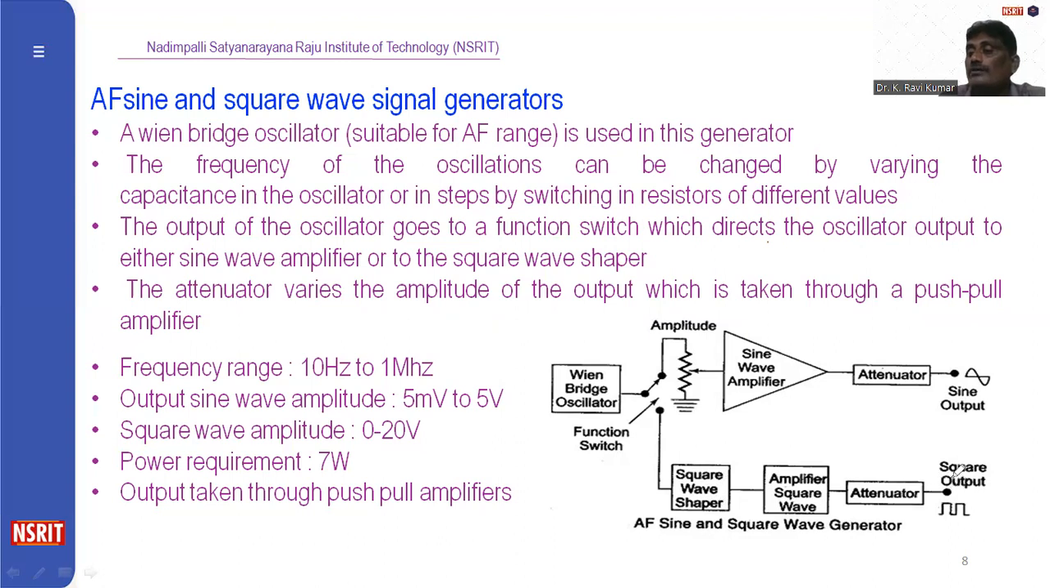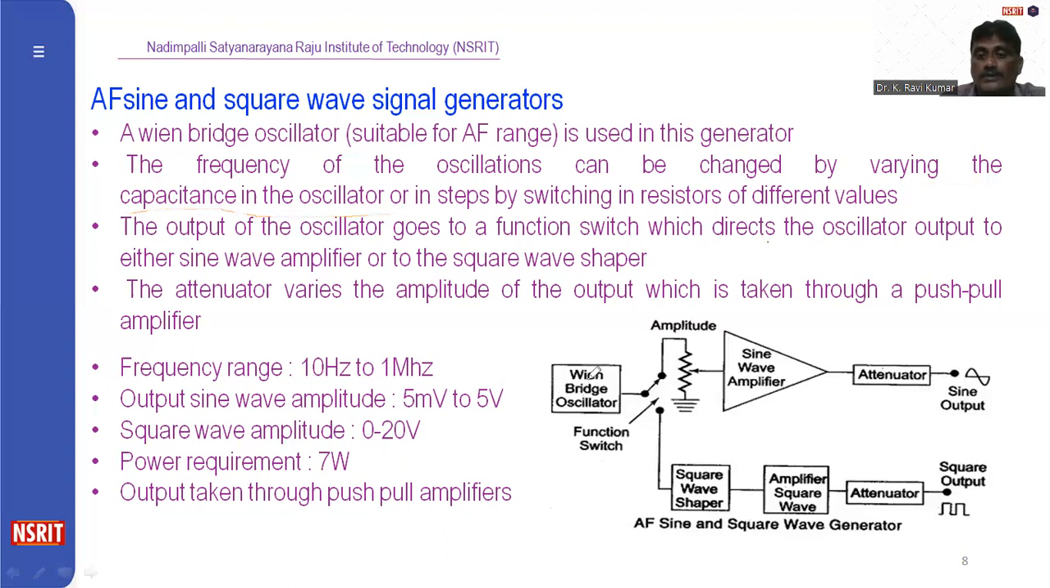The output we get from this one will be in the form of a square wave. Right, all these have been written here. A Wien bridge oscillator suitable for the AF range is used in this generator. The frequency of the oscillator can be changed by varying the capacitance in the oscillator.